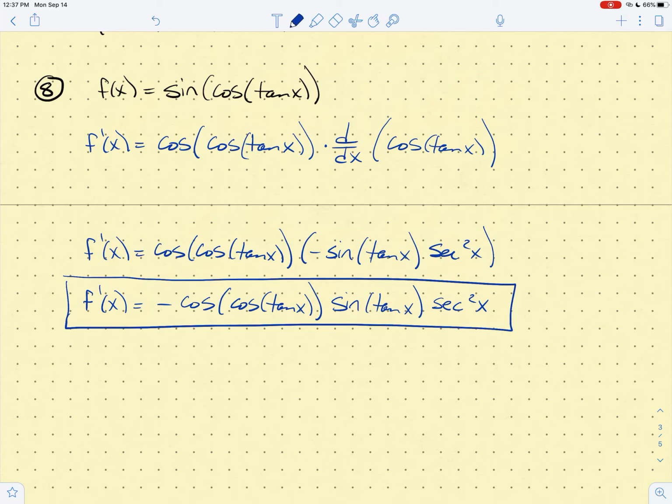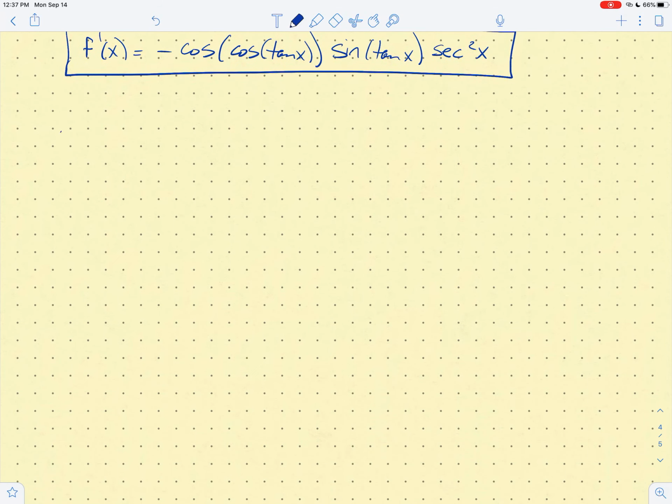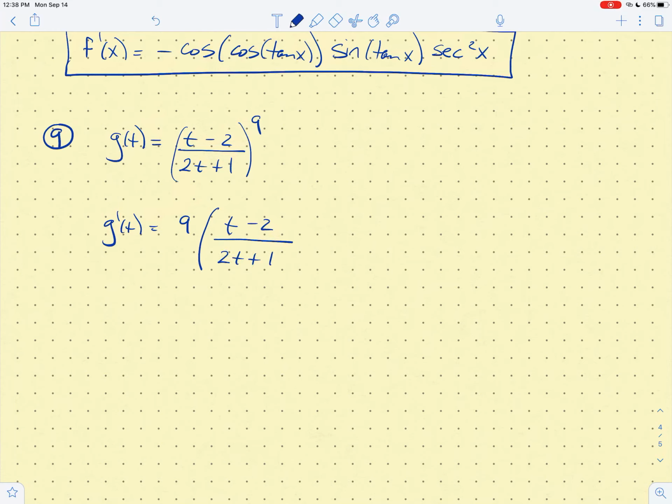All right, let's do one more and then we'll end this lecture series here. So example number 9, I want us to consider the function g of t equals t minus 2 over 2t plus 1, all to the 9th. And so hopefully you recognize that this is actually a generalized power rule. So you can go ahead and write that g prime of t is going to be 9, and then we need to make our parentheses bigger. It's going to be 9 times t minus 2 over 2t plus 1 to the 8th times the derivative of the inside. So now I have to take the derivative of the inside.